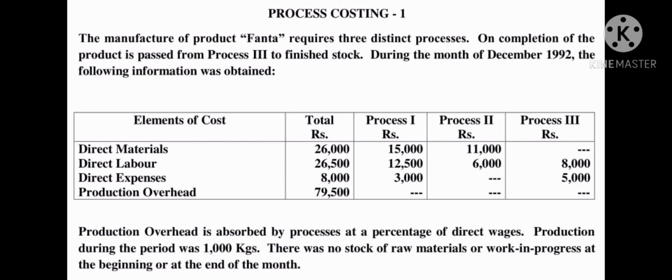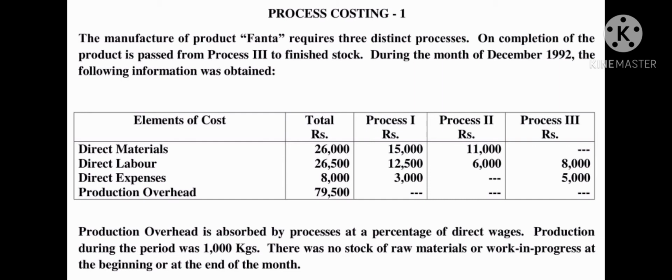By using this value, what should we do? Please follow the information below. Production overhead is absorbed by process at a percentage of direct wage. Production overhead 79,500 is given, right? So that value has to be distributed to the 3 processes based on the percentage of the direct wage value.